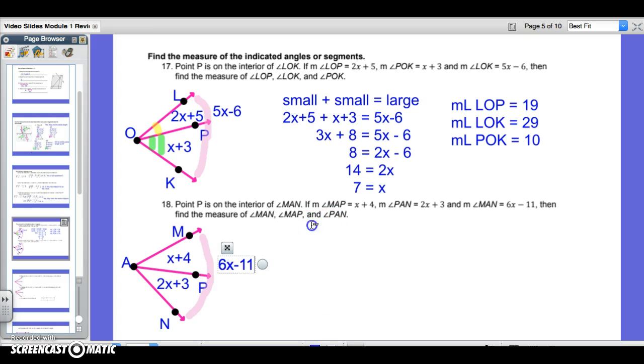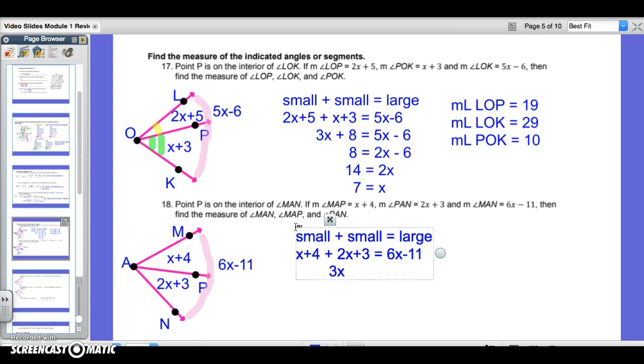We're going to do the angle addition postulate again, where we do the small plus the small equals the large angle. So putting this together, we have x plus 4 plus 2x plus 3 equals 6x minus 11. Combining like terms, I get 3x plus 7 is equal to 6x minus 11. Moving the x terms over, I'm going to subtract 3x from both sides.